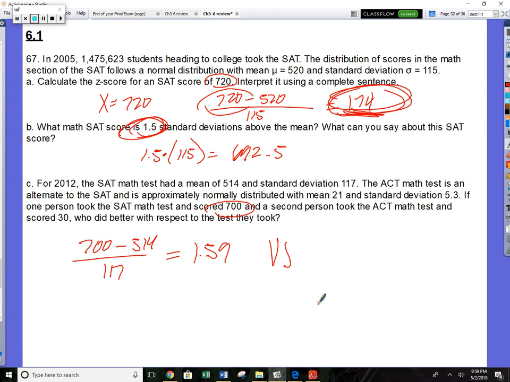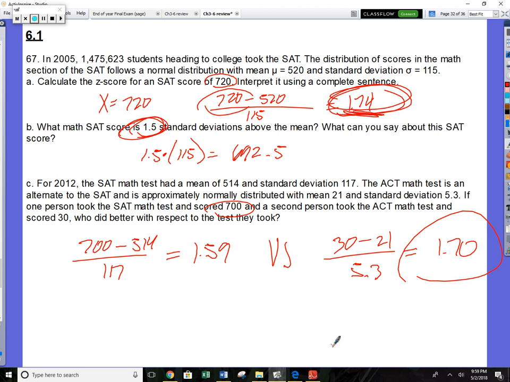Now we're going to go ACT. ACT, you do that score, this is x, subtract the mean, 21, and divide that by the standard deviation, divide that by 5.3, and this guy is 1.7. Okay, so this guy's smarter. He did better. He is further away from the mean.